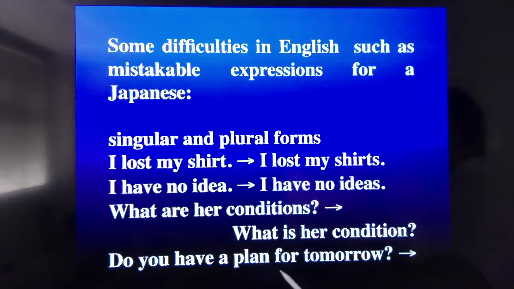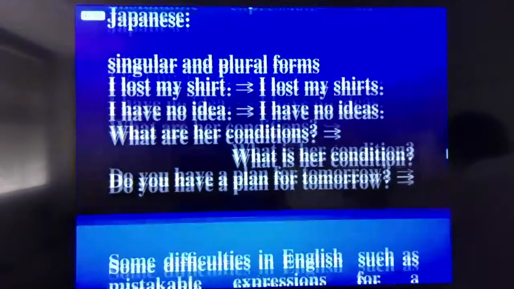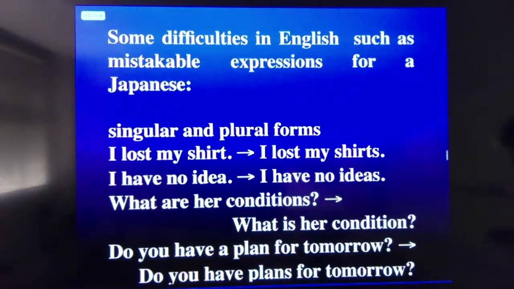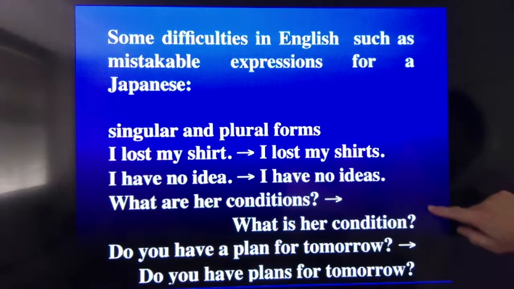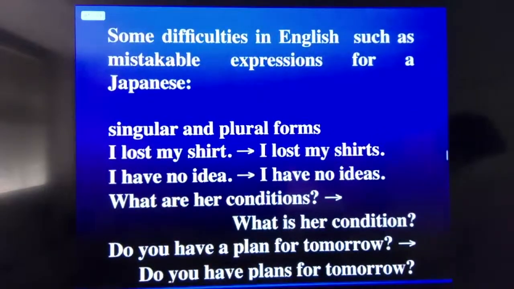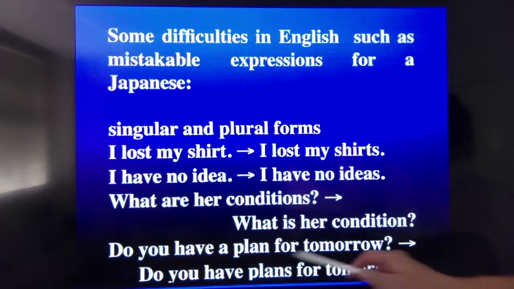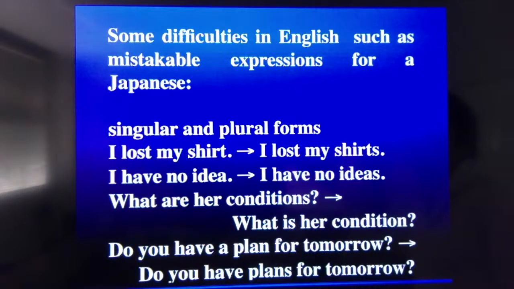Do you have a plan for tomorrow? Do you have plans for tomorrow? It looks the same, but "do you have a plan for tomorrow" is much more about tactics. So you're like playing rugby or something, you have a match tomorrow, and in your team you're asking each other, do you have a plan for tomorrow, maybe for tomorrow's game or something like that? So that is tactics. And "do you have plans for tomorrow" is like, are you free tomorrow or something like that?